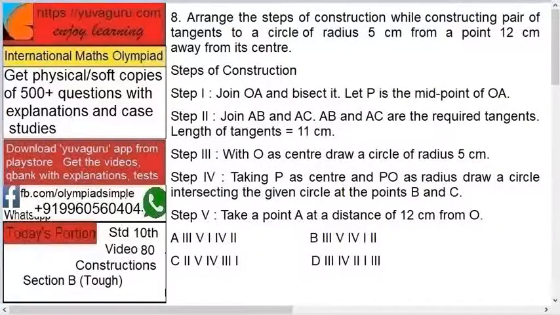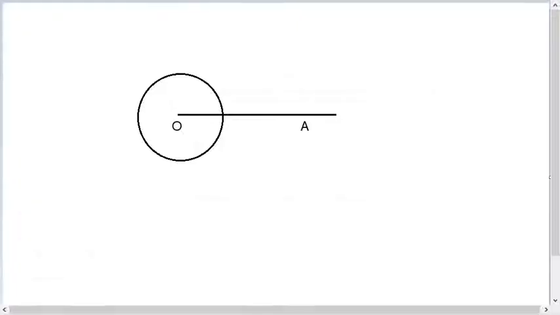Let's start. Arrange the steps of construction while constructing a pair of tangents to a circle of radius 5 centimeters from a point 12 centimeter away from its center. Means what are we doing? First understand that. See, there is a circle of 5 centimeter radius and A is at a distance of 12 centimeter. We have to construct these tangents from A to this circle. That's what the point is.